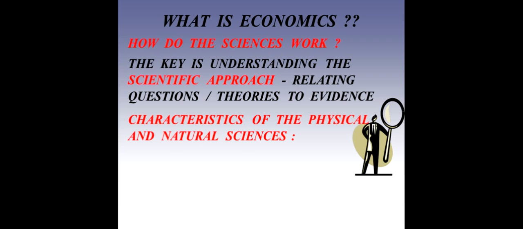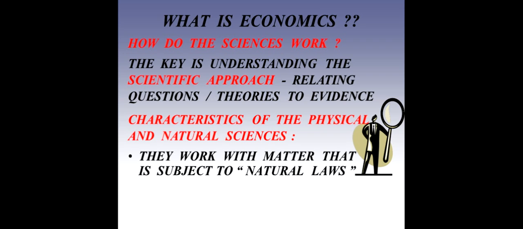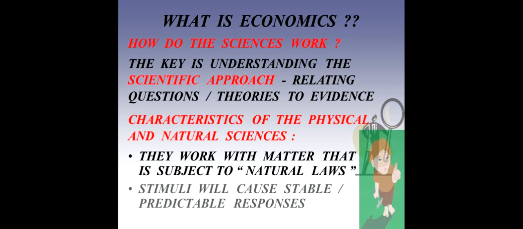Specifically, it's the characteristics of the physical and natural sciences applied to the scientific approach that set them apart from the social sciences. And the characteristics of the physical and natural sciences are as follows. In the scientific approach, they work with matter that is subject to natural laws. Stimuli will cause stable and predictable responses based upon those natural laws.